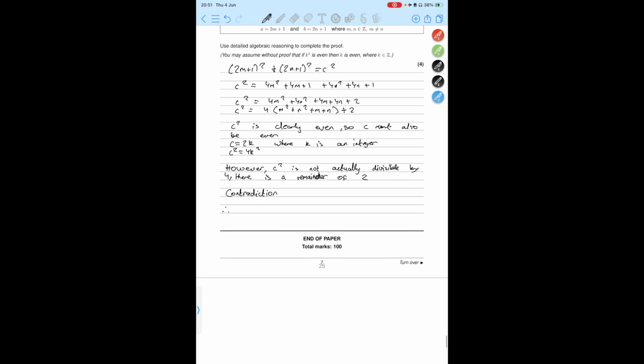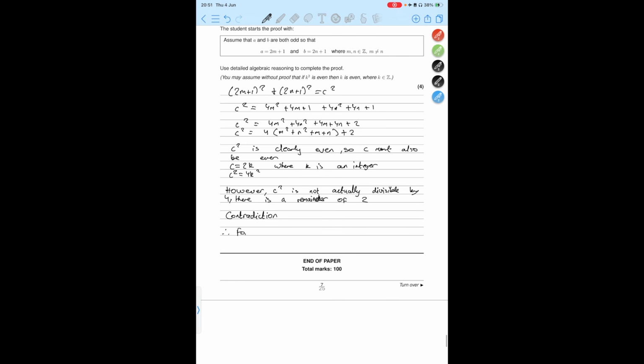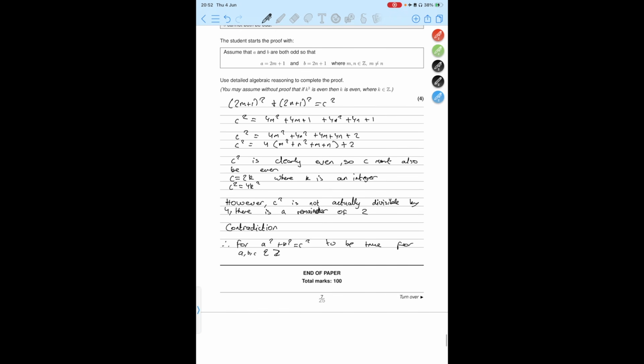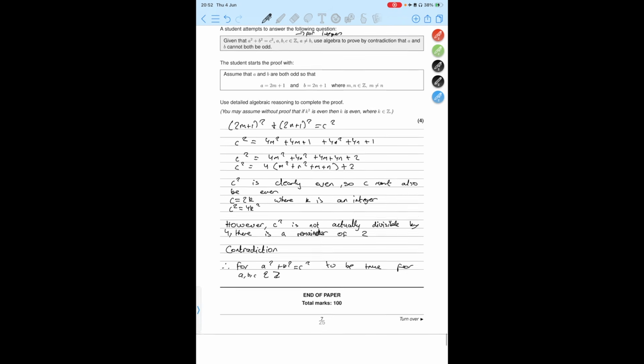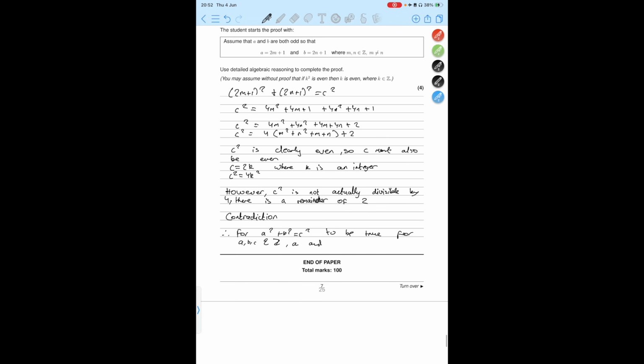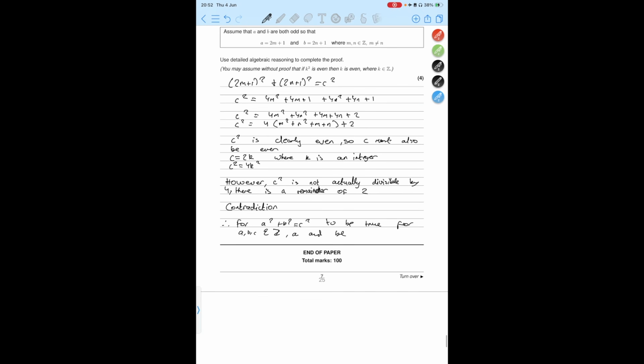So we can conclude by saying, for a squared plus b squared equals c squared to be true for a, b, c as a set of all integers, a and b cannot both be odd. So that is how you should conclude the question.